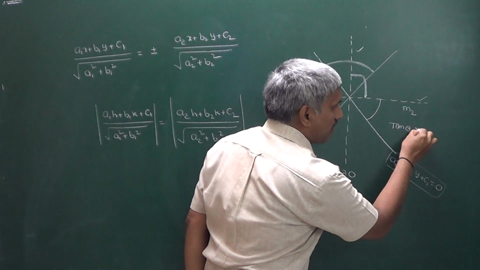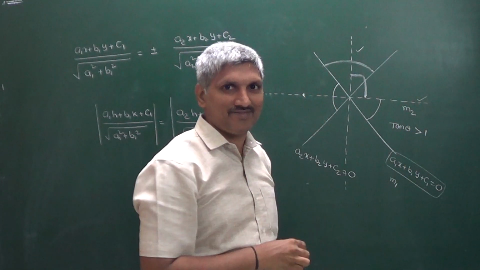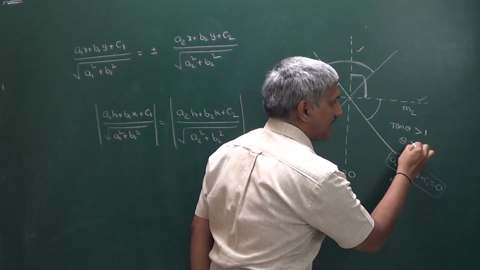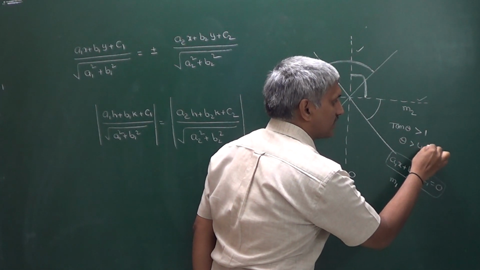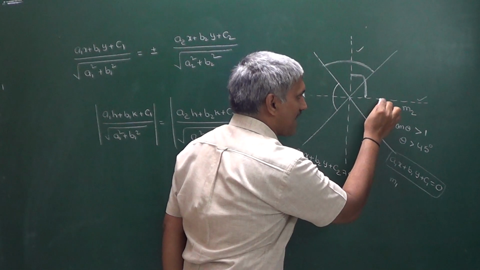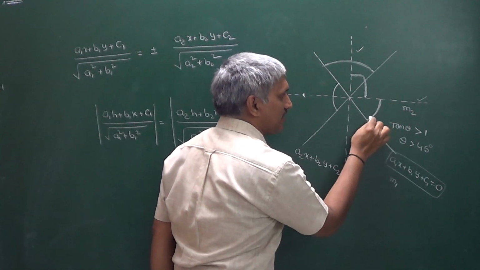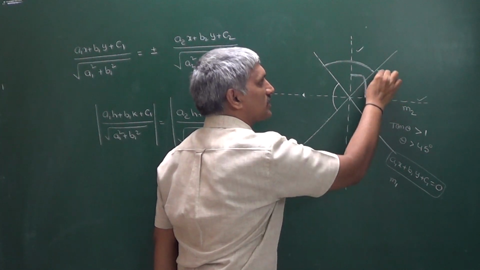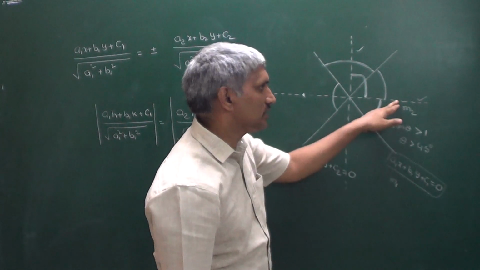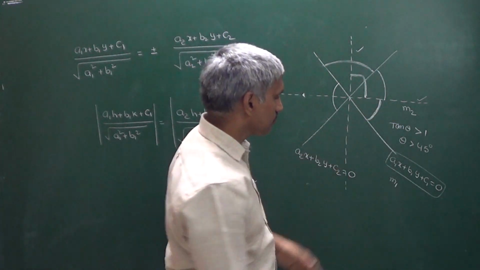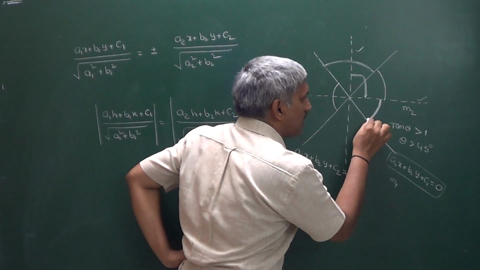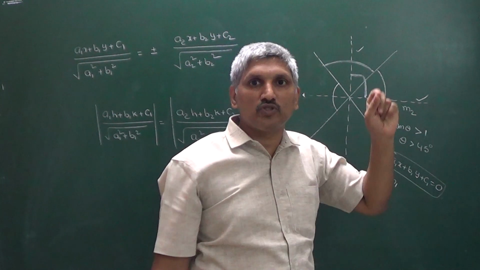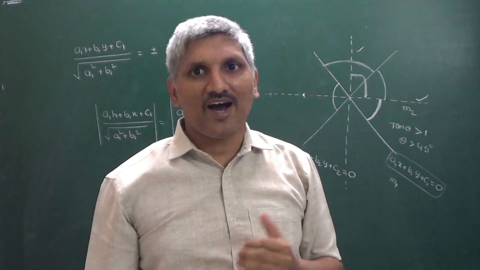If the tan theta value we got is more than 1, tan theta more than 1 means what can I say? Theta is more than 45 degrees. This angle is more than 45, and no doubt this is also the same, because this is the angle bisector. So this angle we got more than 45 means I can say this bisector is the obtuse angle bisector.